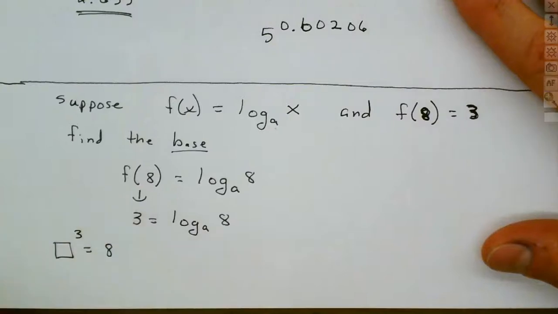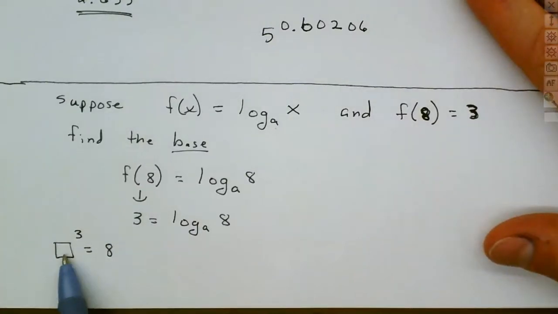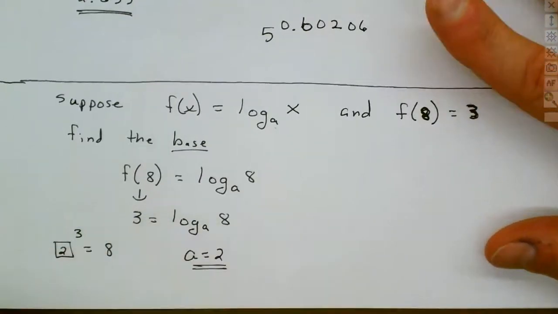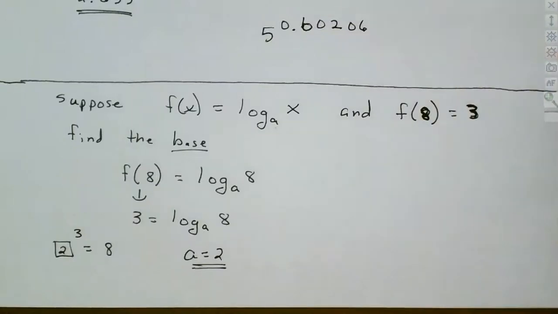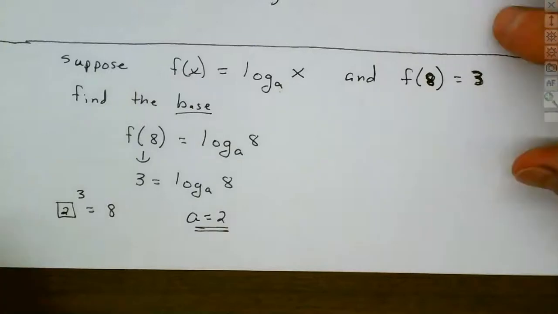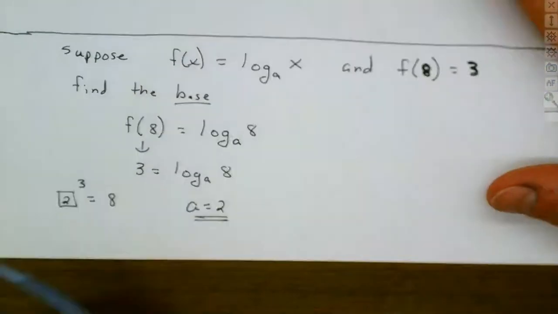Can you tell me what the base would be here? 2. So in this case, my A equals 2. Another way to look at this is just to convert it, and you'll get the same equation. Now we know A is going to be 2, and we could do that just by looking at it.